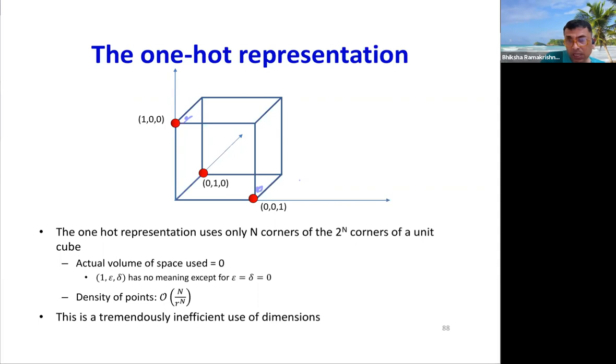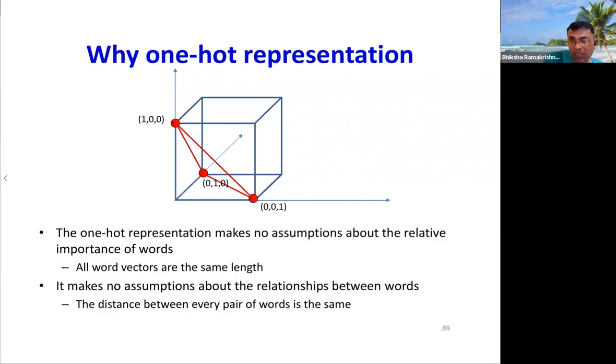And if you view this in terms of density of points, if we consider the edge of the cube to be of length r, there are going to be only n points in r raised to n volume. So the density of the points is also vanishingly small. So given the wastefulness of the representation, why do we use it? Why can't we just use some other lower dimensional representation?